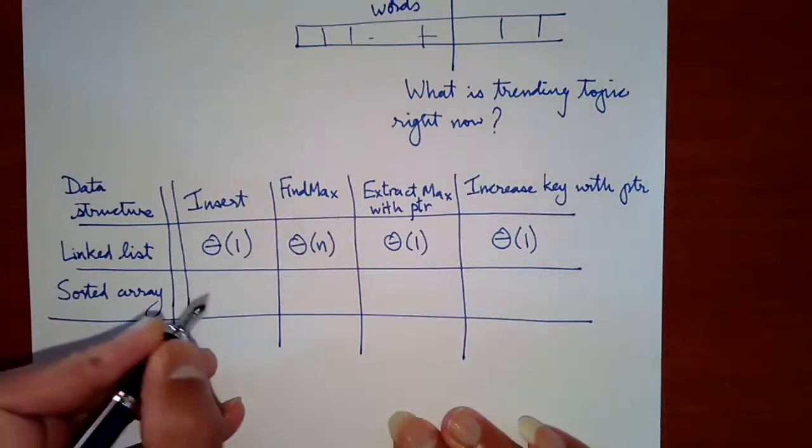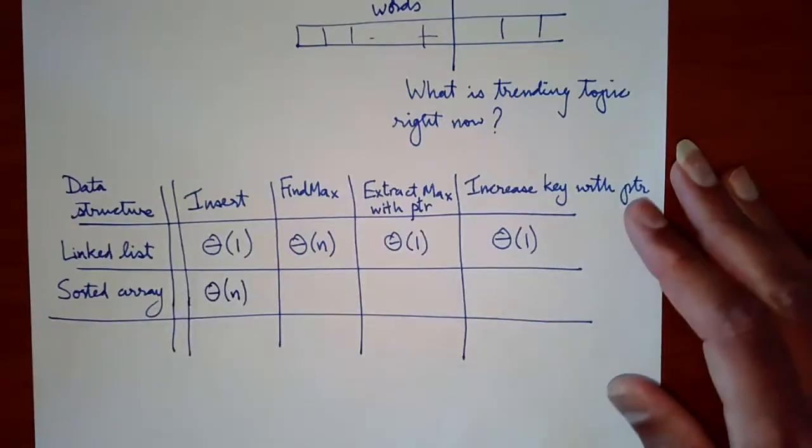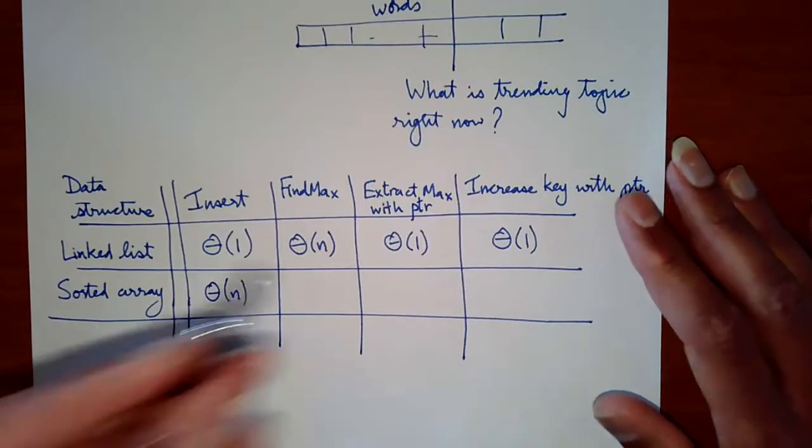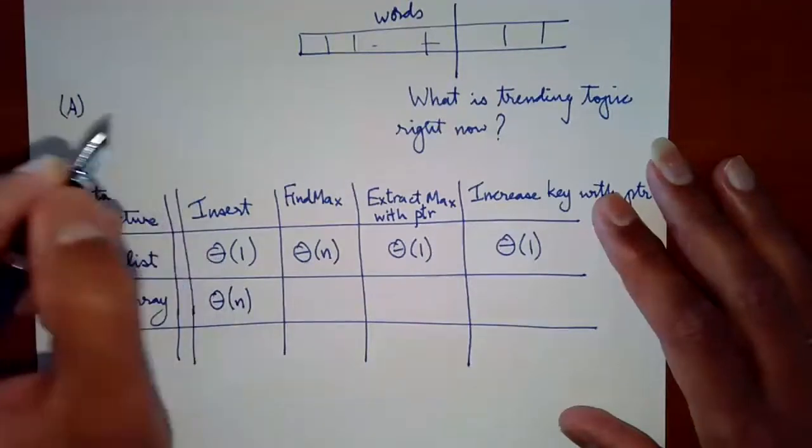Right? Insert is now going to be theta of n. What about find max? Okay, so now I'm going to ask this question. What is the running time of find max? And here are the options.